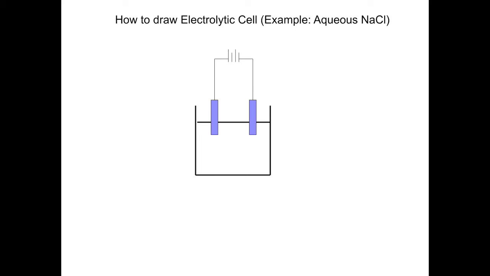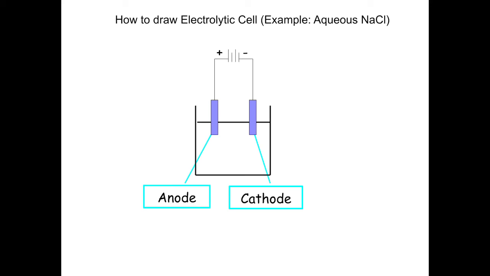The long lines represent the positive terminal, which is the anode, while the short line represents the negative terminal, which is the cathode. Next, we draw an electron flow from anode to the cathode. And lastly, in the solution, we draw the ions that exist in aqueous NaCl, which are Cl-, Na+, and water.